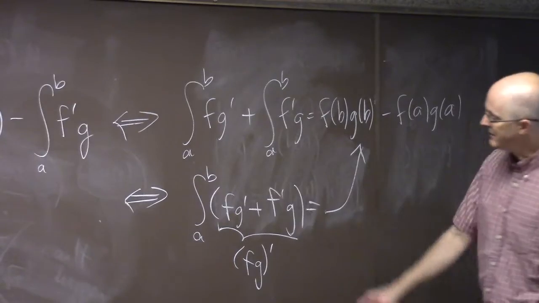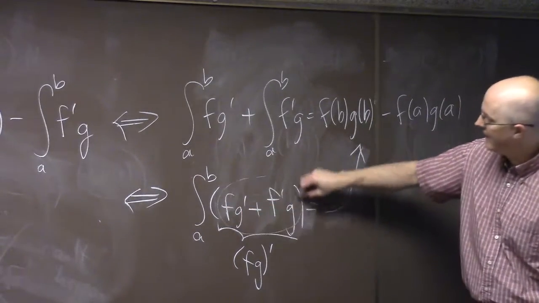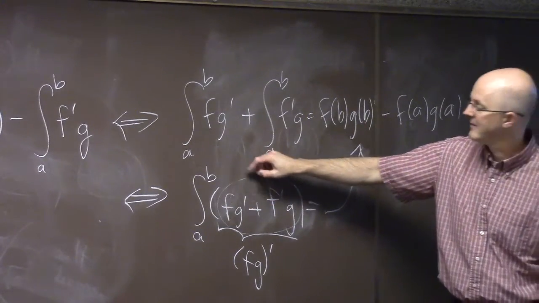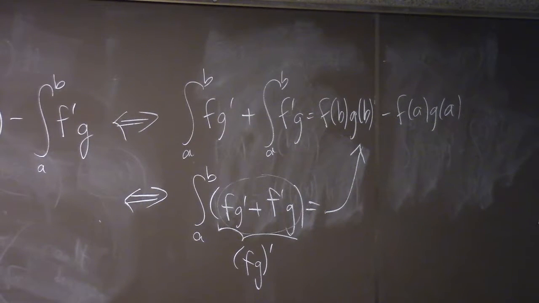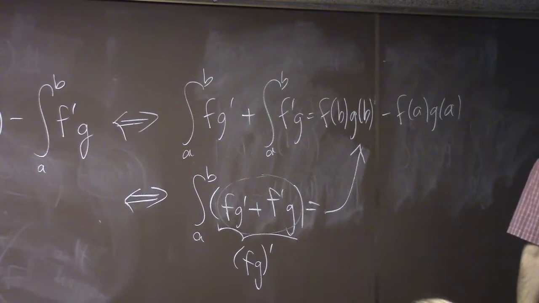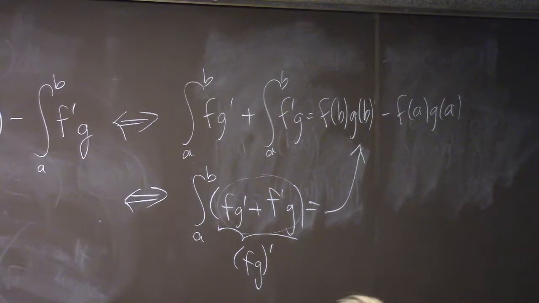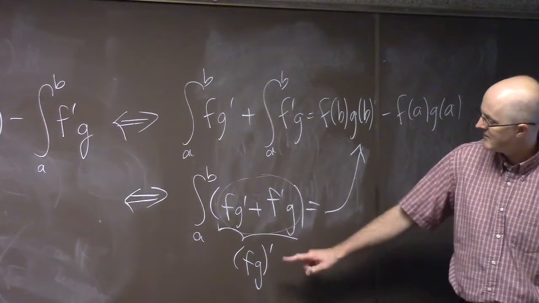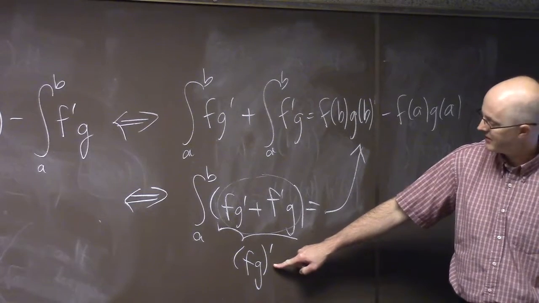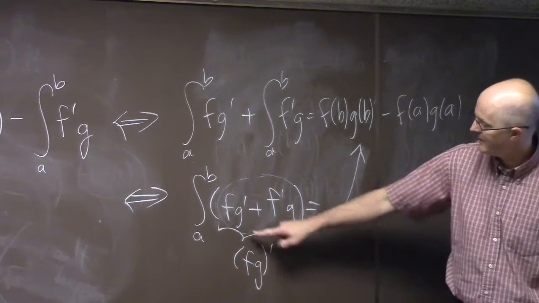F times g is going to be an antiderivative of this function. Therefore this integral must be this difference. Basically you're done. So that's actually easier than the substitution problem. By the product rule, f and g are differentiable, so f times g prime is this.